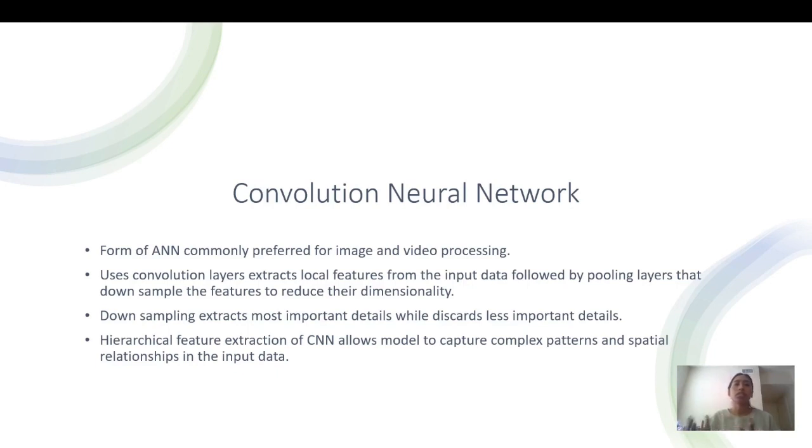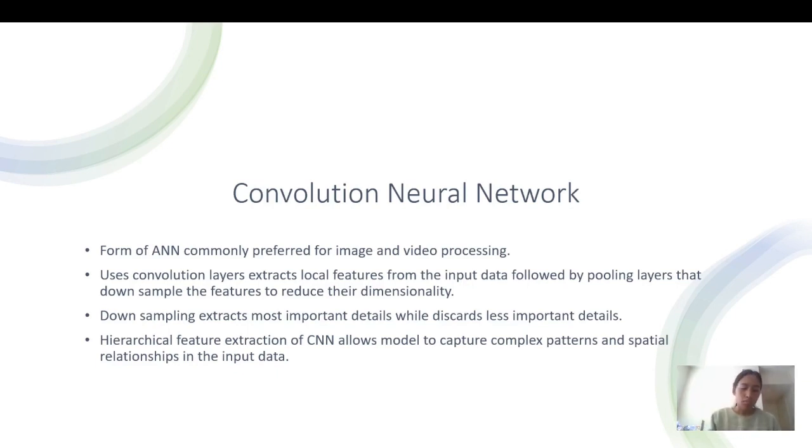pooling layers, which downsample the features and reduce the dimensionality so that it can be passed to the next layer with reduced size. Downsampling extracts the most important details and discards the less important features.